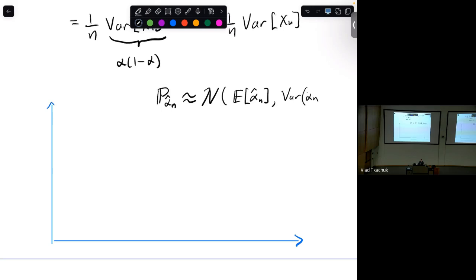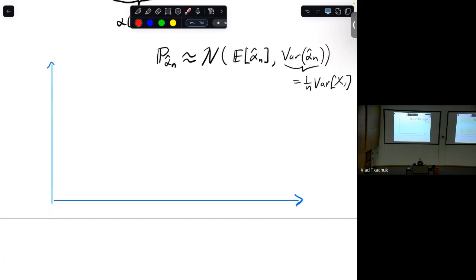The variance of alpha hat, we just calculated that, and we saw that that's equal to 1 over n times the variance of any one of these x's, such as x1. Okay, so now let's draw the PDF for the corresponding normal distribution, and we will learn some things.